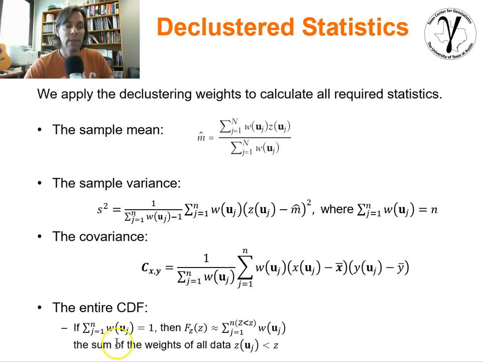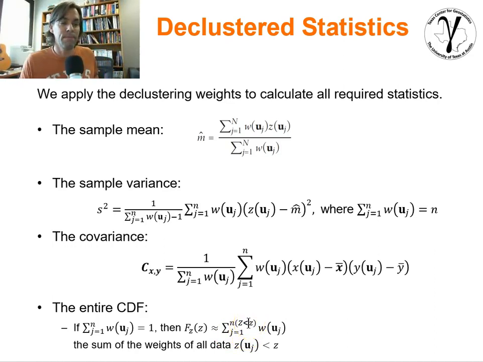The CDF. Take the CDF. If we have the sum of the weights equal to 1, then in fact, the CDF F_Z of z, we could just approximate it as the sum of all the weights of all the data that were less than that threshold.